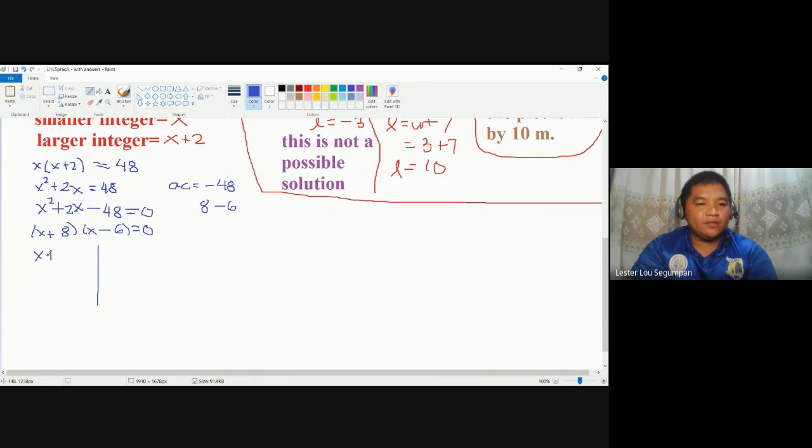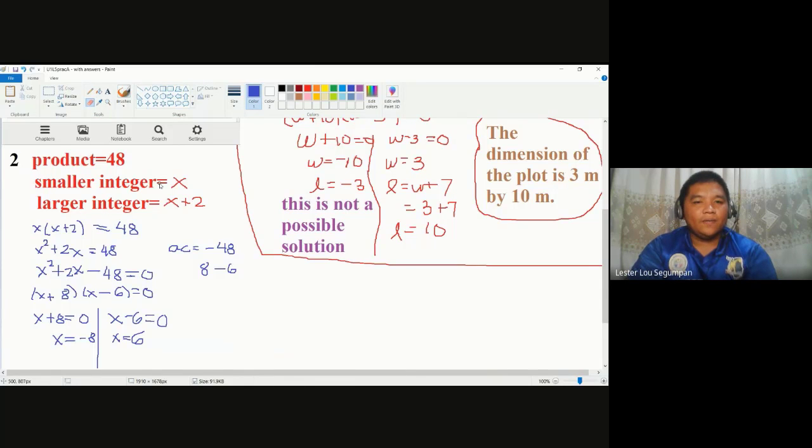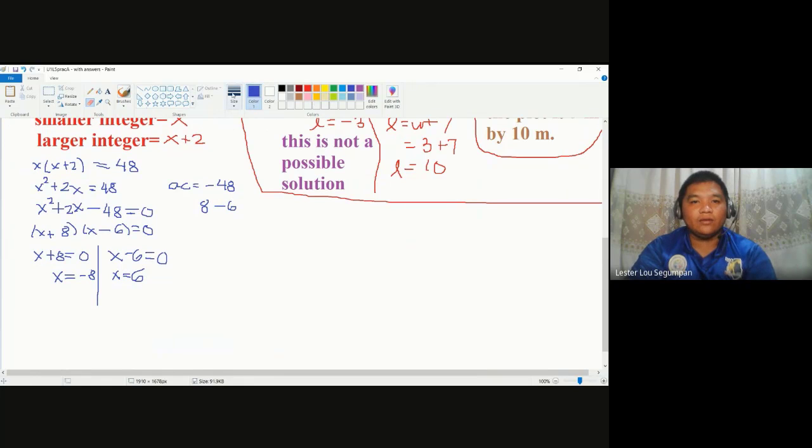So using the zero factor property here, equate both factors to 0. So x is equal to negative 8 and x is equal to positive 6. These are all the values for the smaller integer x: negative 8 and 6. The pair for this, if you would like to solve them, is additional. The larger integer is x plus 2, so it's actually negative 8 plus 2. So the larger is negative 6.